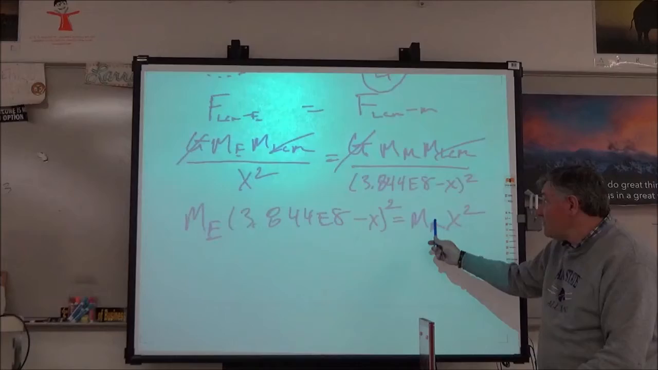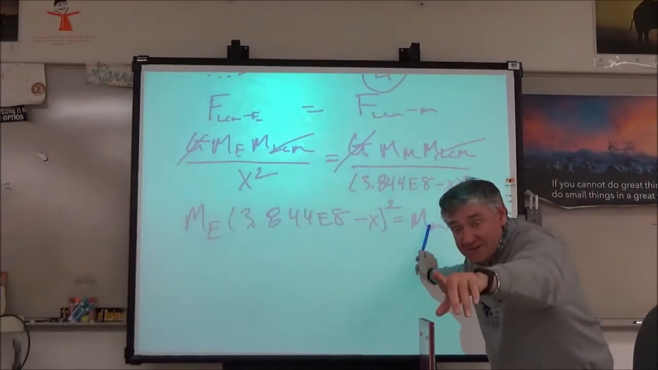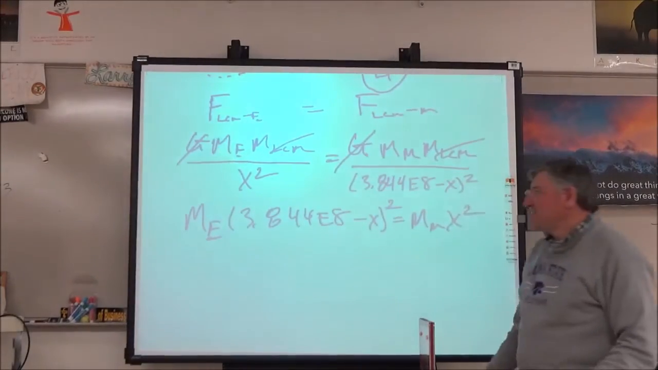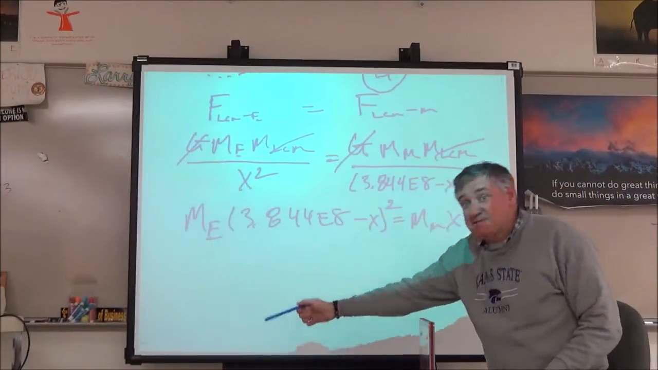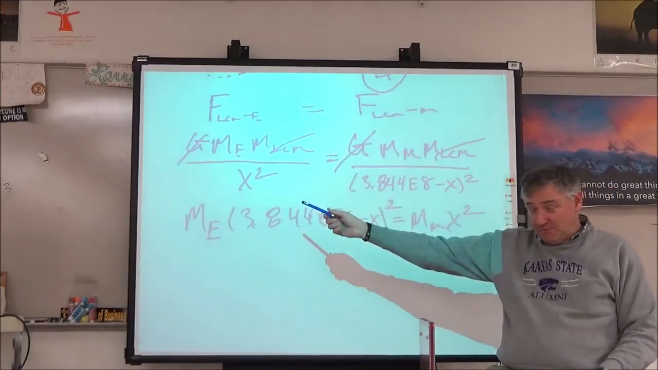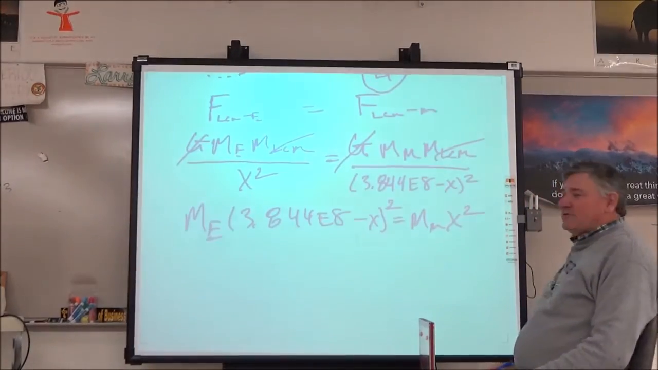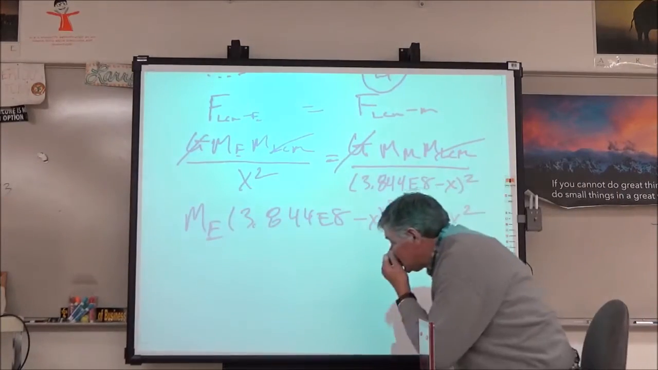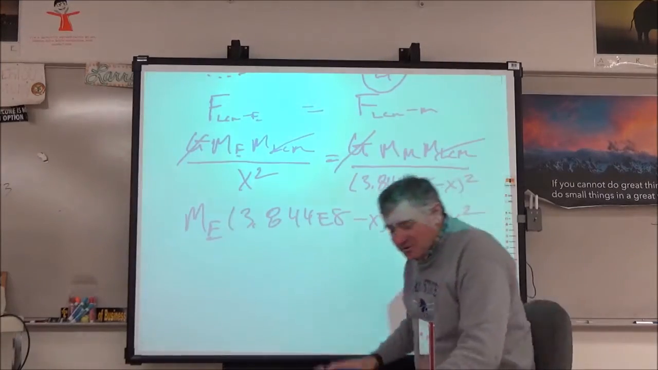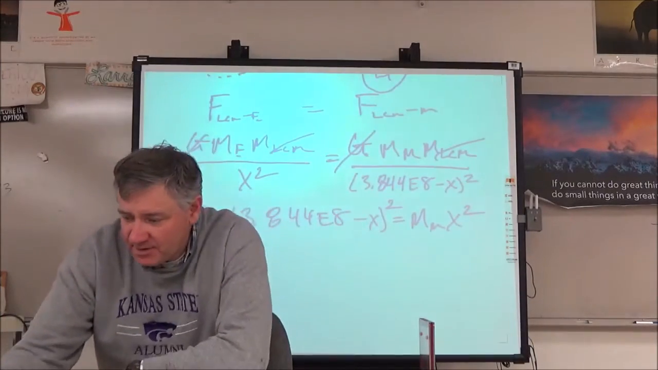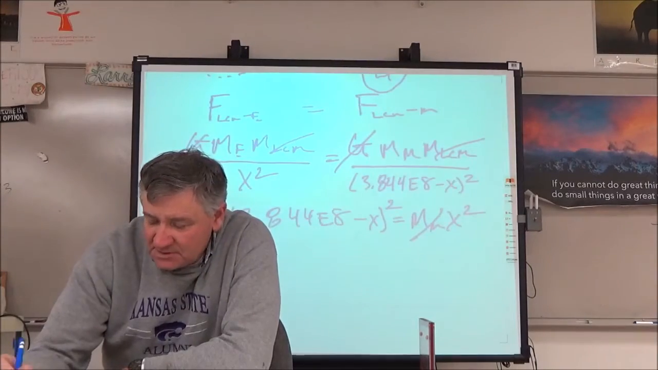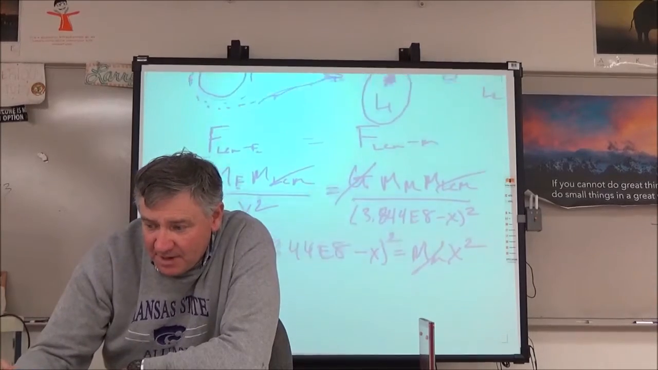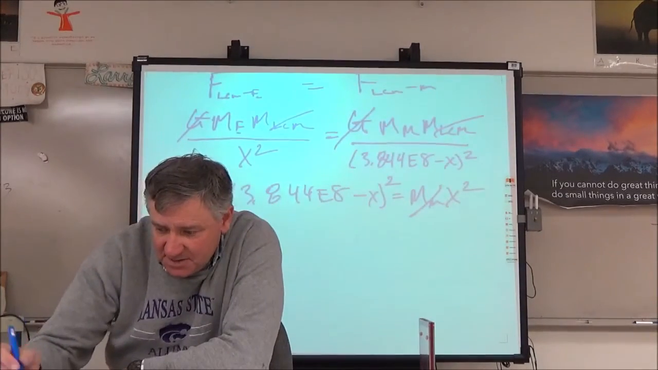Now, you know the mass of the Moon, 7.35 times 10 to the 22nd. Mass of the Earth, 5.979 times 10 to the 24th. What I want to do is get x squared by itself. So I'm going to divide by the mass of the Moon. Somebody take the mass of the Earth, pull that up on your calculator, and divide that by the mass of the Moon, 7.35 times 10 to the 22nd.